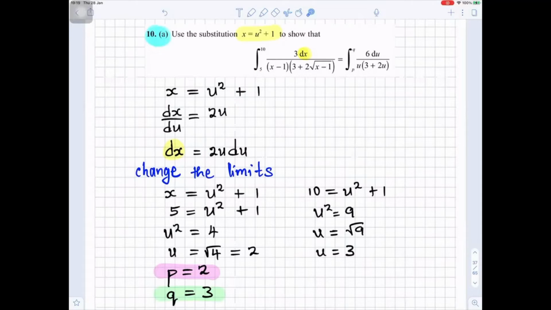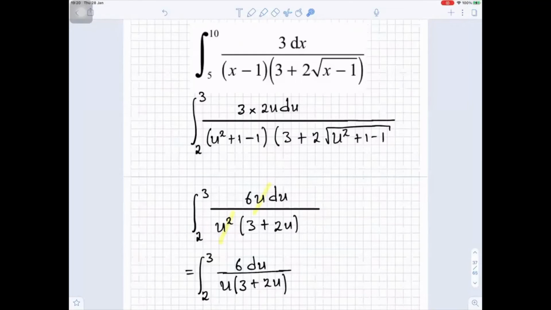So u squared is 5 minus 1, which gives you 4, and u will be the square root of 4, which gives you 2. And when x is 10, we need to find u squared. So 10 minus 1 gives you 9, and the square root of 9 is 3. So p is 2 and q is 3.